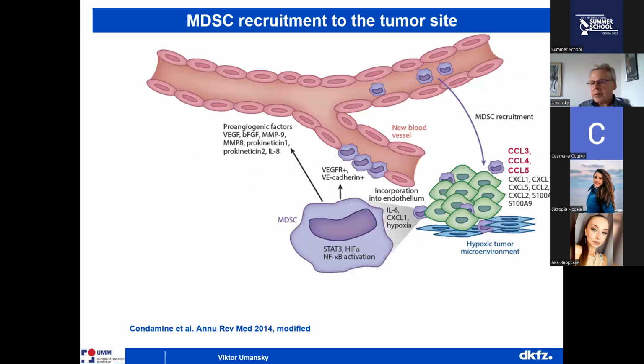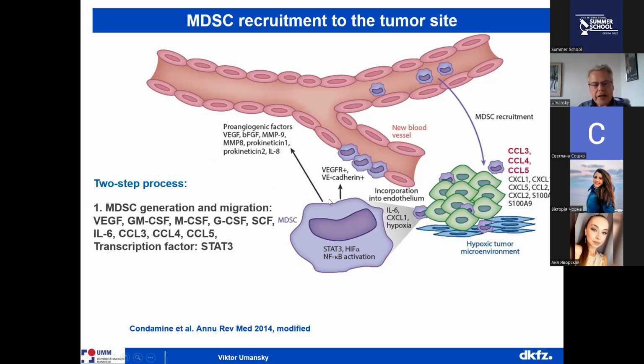Now, MDSC generation, like always, the process of generation of myeloid cells happens in the bone marrow, and they have to be recruited to the tumor site through the vessels. And here, the role of chemokines is extremely, extremely important. In general, we can consider that the process of generation and activation of MDSC can be divided into two steps. So the first step is the generation and migration of MDSC.